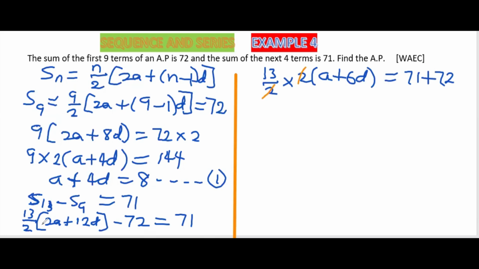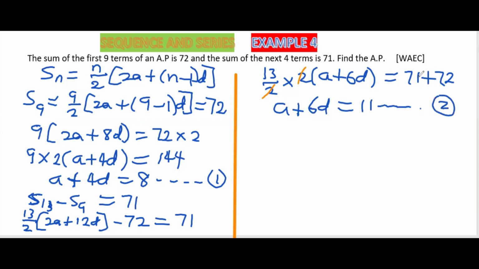So we can now divide both sides by 13. The coefficient left outside the bracket is this 13. Divide both sides by 13. So that means the sum here will be divided by 13. Let's check if it goes directly. 71 plus 72, 143 divided by 13. So it goes directly. That means we have a plus 6d equals, if you add the two together, 143 divided by 13 should give you 11.